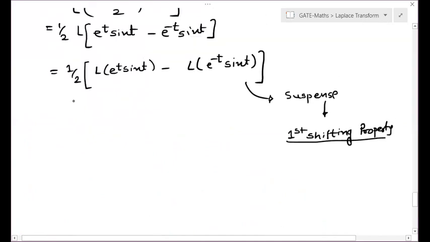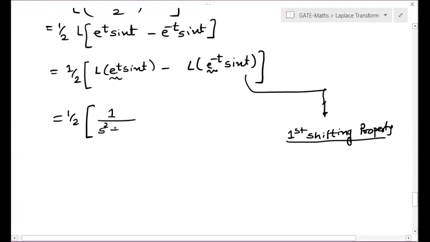So here also we are having e to the power t or not? E to the power minus t or not? What is Laplace of sine t? See, if I apply first shifting property over here, now it is not suspense for you. So now if I am applying this first shifting property over here, what is Laplace of sine t? a divided by s square plus a square. Here a is 1, so 1 divided by s square plus 1 square. Now I have to replace this s with s minus 1 or not? Because for e to the power at, it is s minus a, so for e to the power 1t, it is s minus 1.